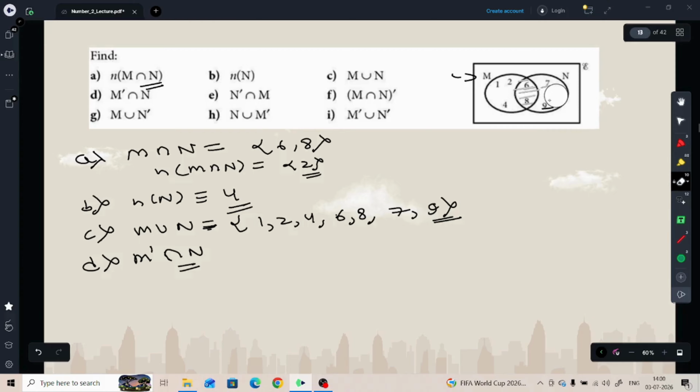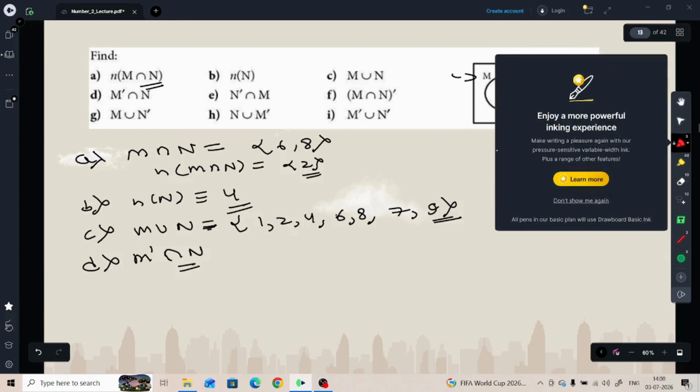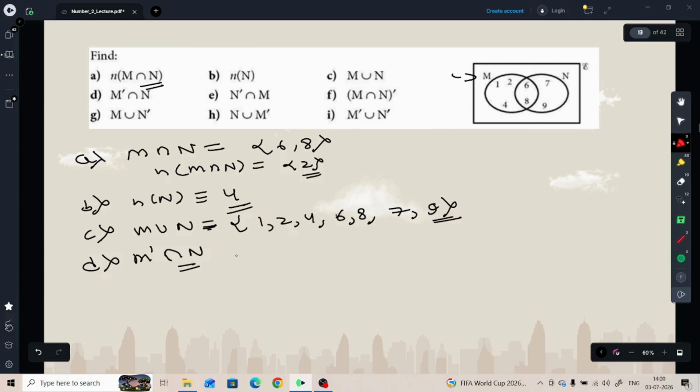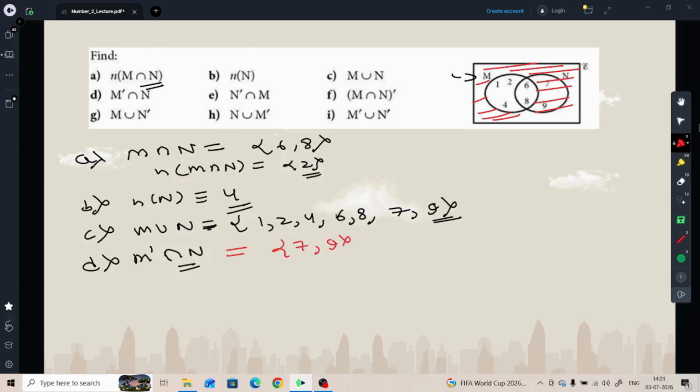Now for this you need to be careful. First you need to see what are the elements in M complement. What does M complement mean? We'll be taking every element present in the universal set leaving M. So if we just leave M, what are the elements present in M complement? Those are 7 and 9. So we'll be taking 7 comma 9 over here, and we will be taking its intersection with N. So N has elements 6, 8, 7, 9. And we're taking the common elements between the two sets, so that will be 7 comma 9. So that will be our answer for this question. Very simple again. Yes or no?